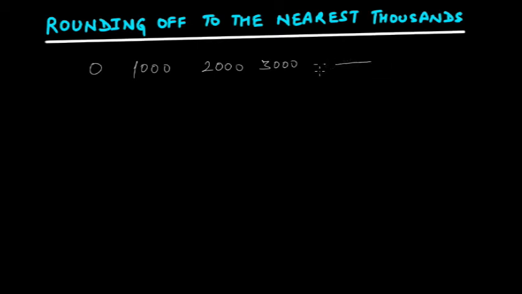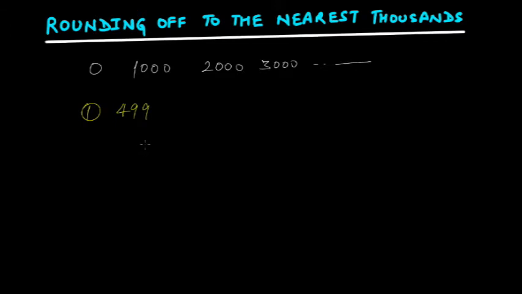So 500 is not a multiple of thousands, 100 is not a multiple of thousands, 200 is not a multiple of thousands. So let's take an example. Suppose you're given the number 499. Same concept. If you haven't watched the previous videos for the tens and for the hundreds, then do watch them, and the same concept would be applied here. Suppose you're given the number 499 and you're asked to round it off to the nearest thousands.